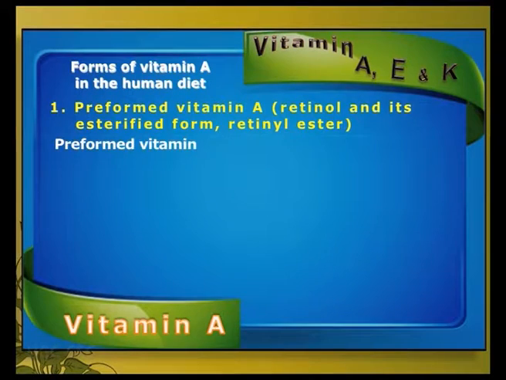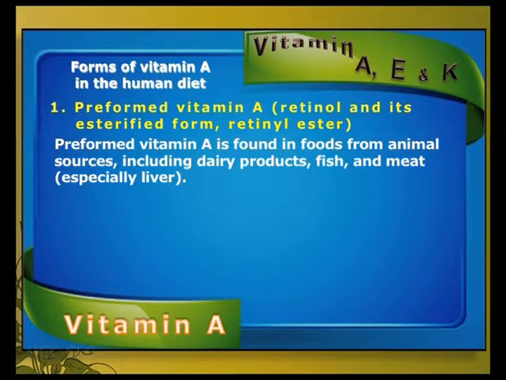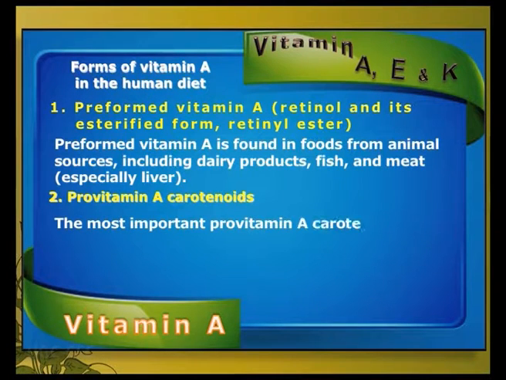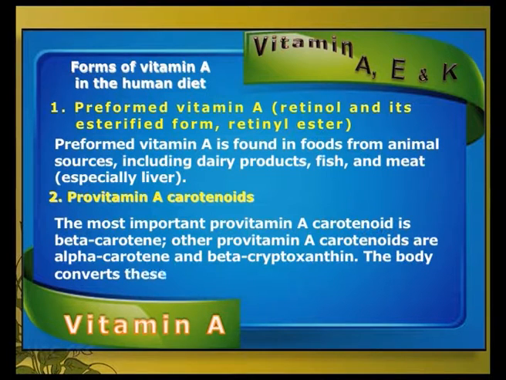In the human diet, vitamin A comes in two forms. The preformed vitamin A, which comes mostly from food of animal origin, contains retinol and its esterified form. And the provitamin A carotenoids, which mostly come through plant products, get converted to vitamin A within our body, and these are mostly comprised of alpha carotene and beta cryptoxanthin.